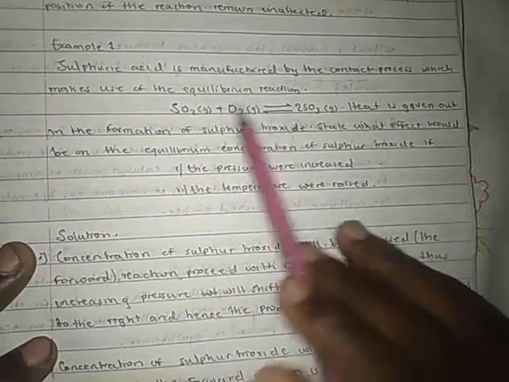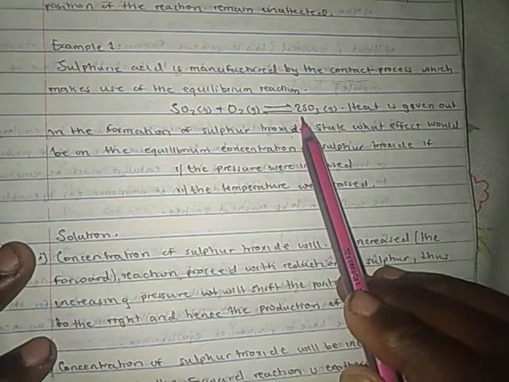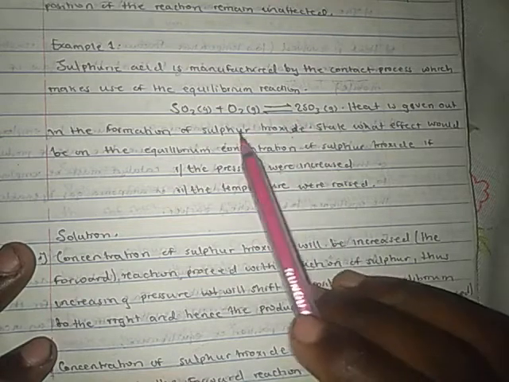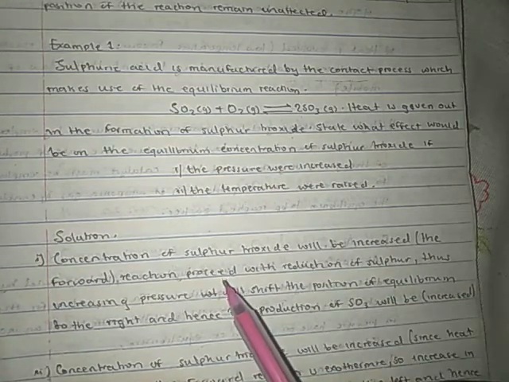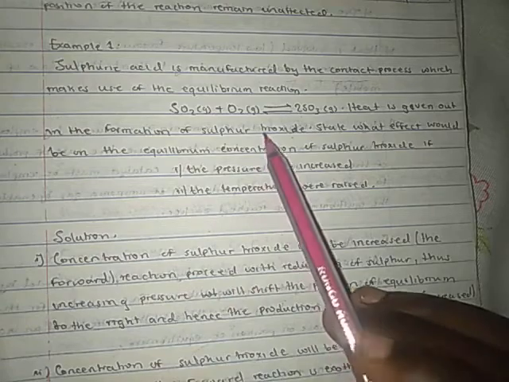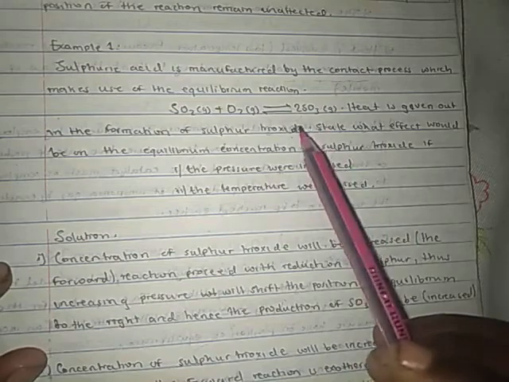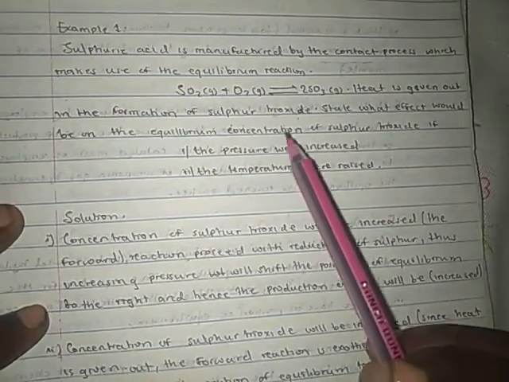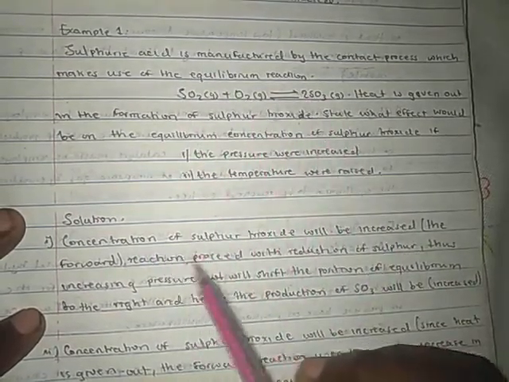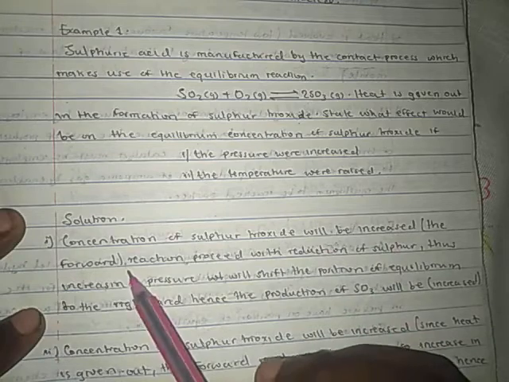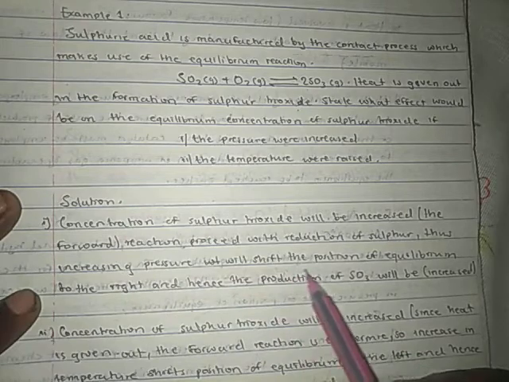Meaning the pressure of the system is increased. And as you can see here, the volumes on both sides are equal. So if the pressure is increased, the concentration of sulfur trioxide: if the pressure of the whole system is increased, the concentration of sulfur trioxide will not change, it will be unaffected. Why? Pressure does not affect reactions which have the same volume of reactants and products.